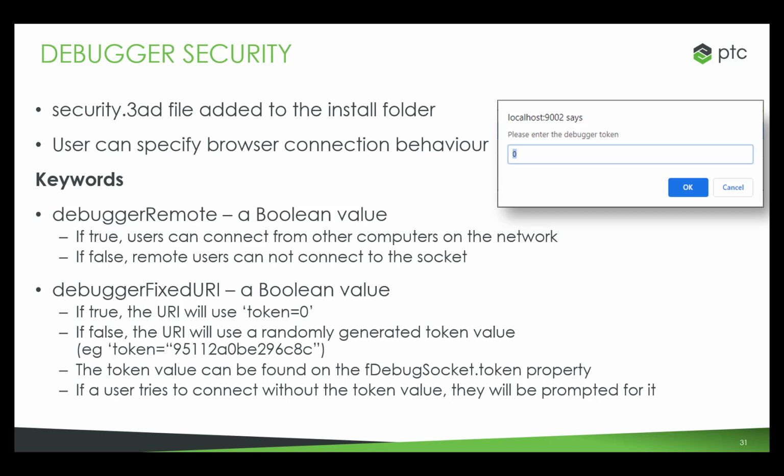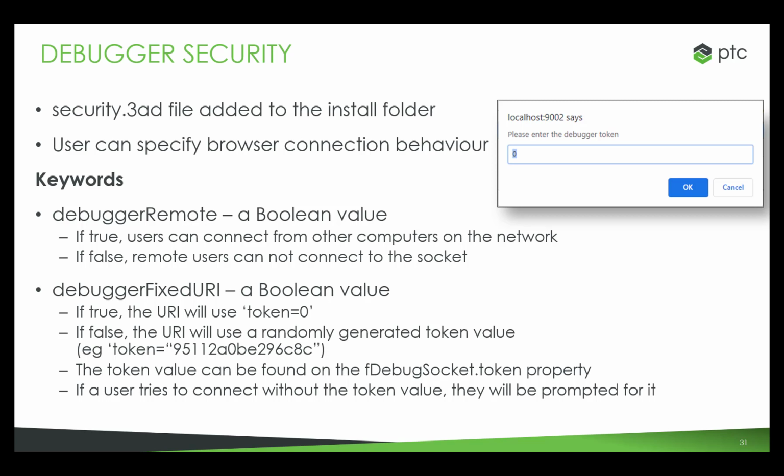If you are allowing other users to connect on your network, then you might also want to only allow specific users to connect to it, and that's where the debugger fixed URI keyword comes in. If this value is true, a token value of 0 will be used. If it's false, then the socket connection will require the URI to use the randomly generated token value.